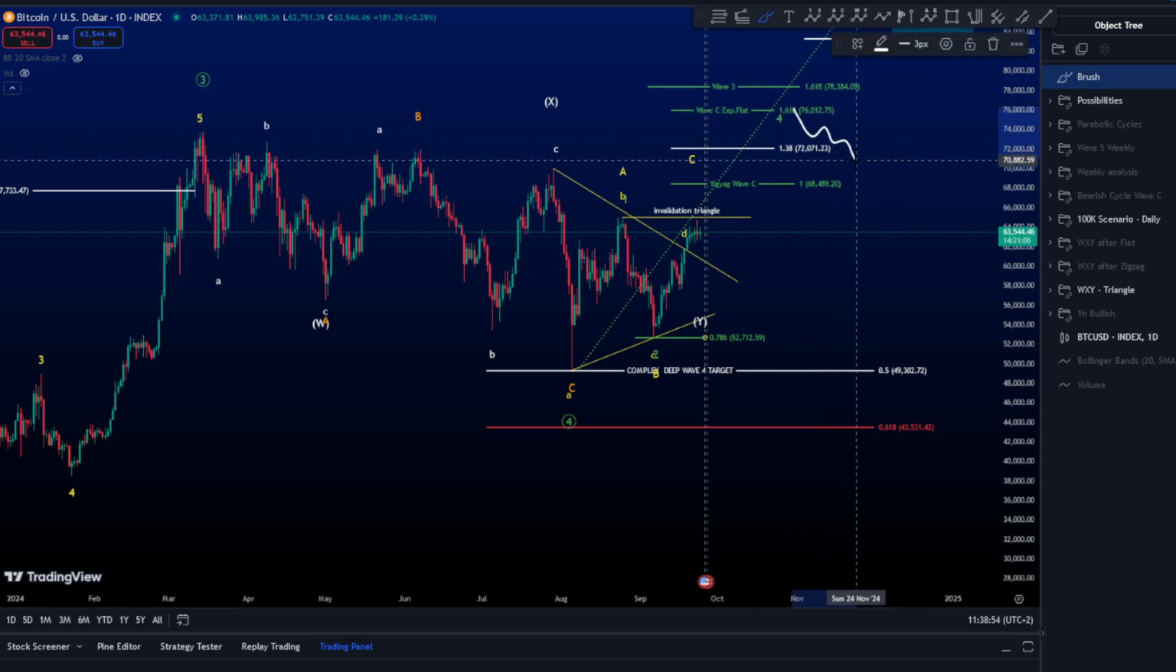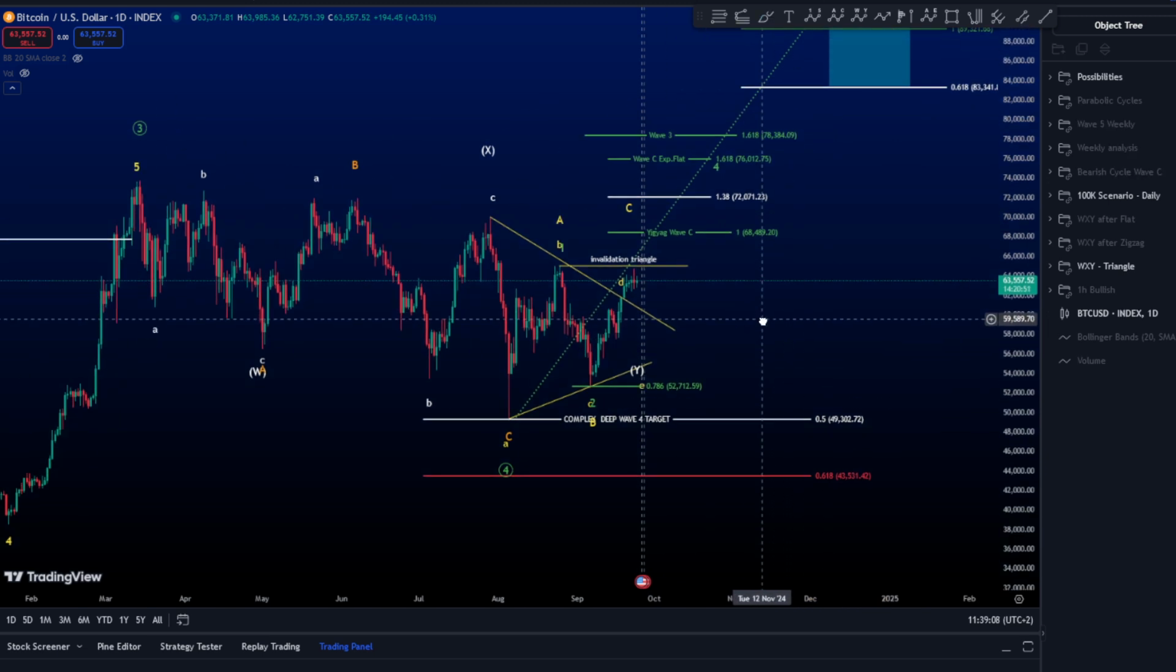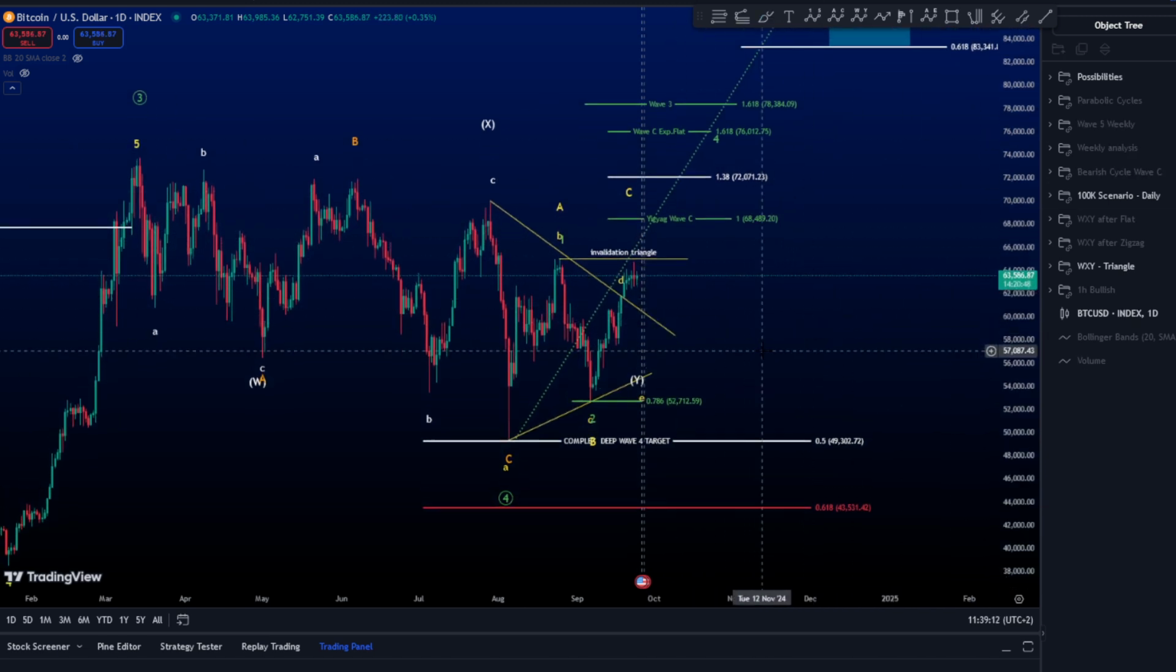In case it is impulsive, you should take into consideration that it might also be an impulse towards the downside and not just a zigzag and continuation towards the upside. So of course, level by level, this is how we need to treat this chart.